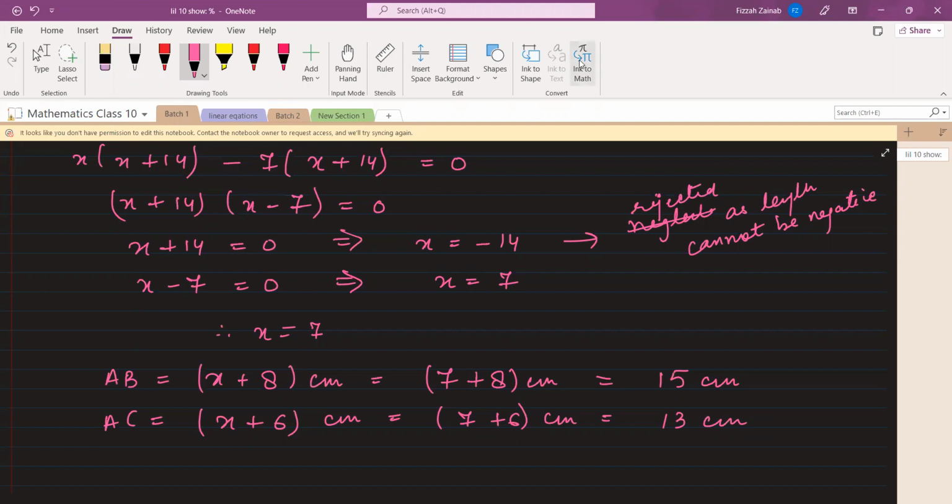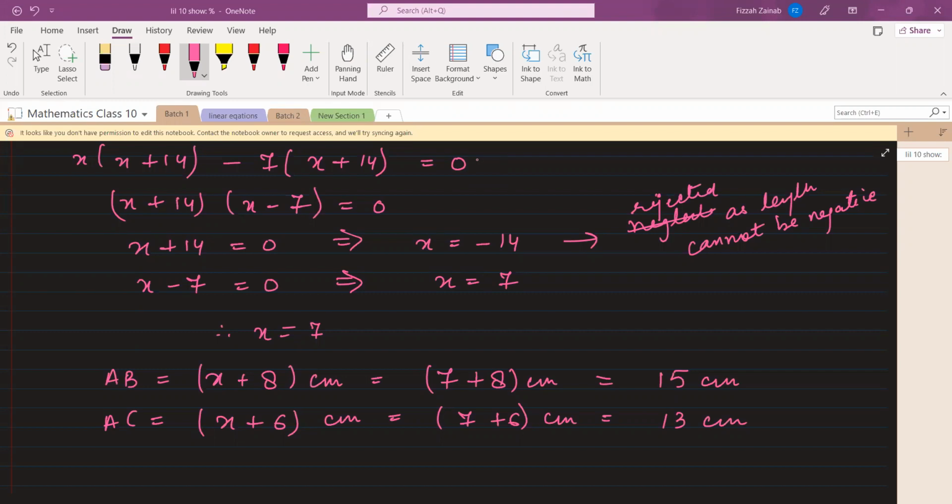Okay, any problem in this question? Anyone? See, the question is long, but it's not tough. Both the theorems of circles are used in this question. The length of the tangent theorem also, and the radius is perpendicular to the tangent also, right? So it's not that tough.